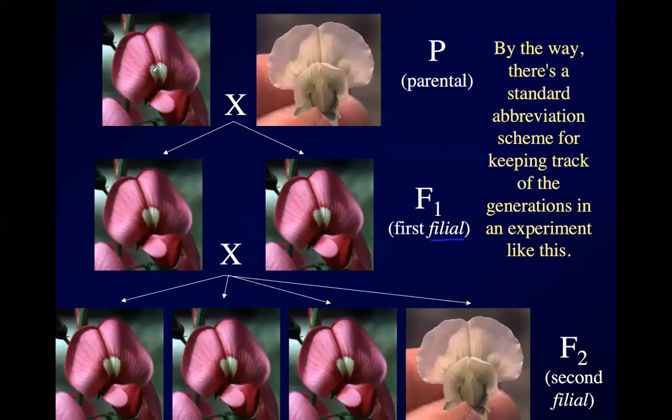Just that if you cross a purple flowered pea and a white flowered pea, the F1s all look purple, but white pops up in the F2 generation. So whatever thing it is that makes pea plants white, it must pass through the F1 generation, but its presence must be masked by the presence of the purple element.